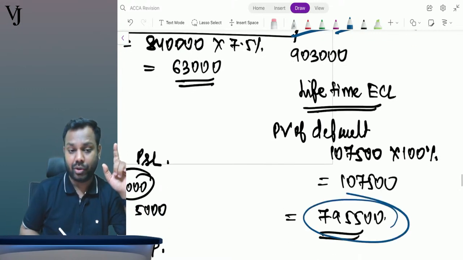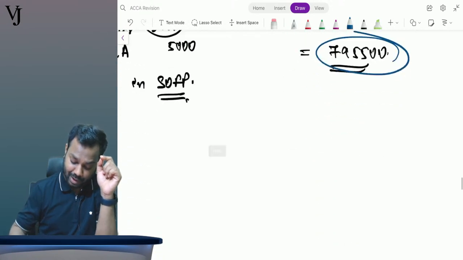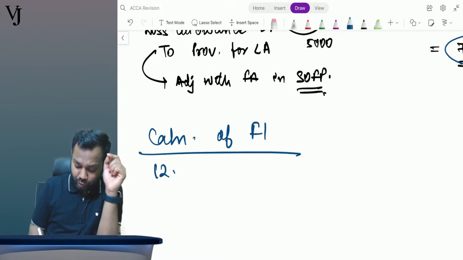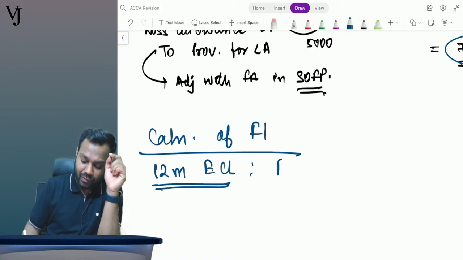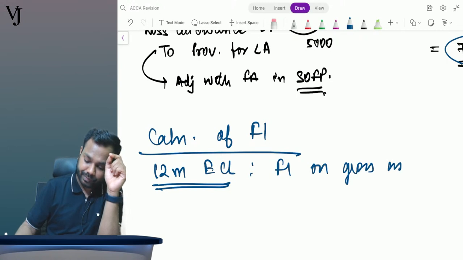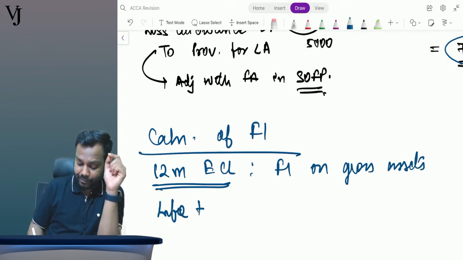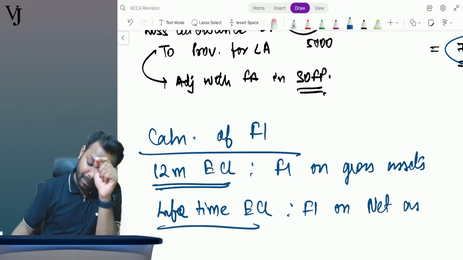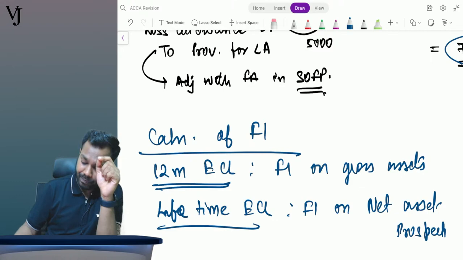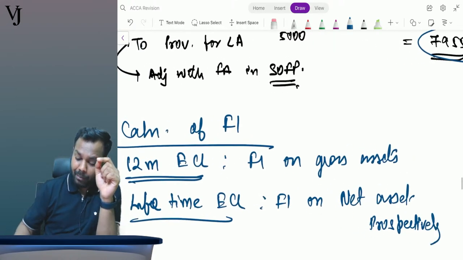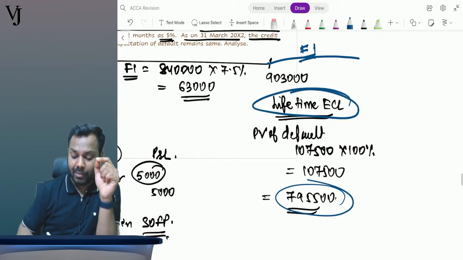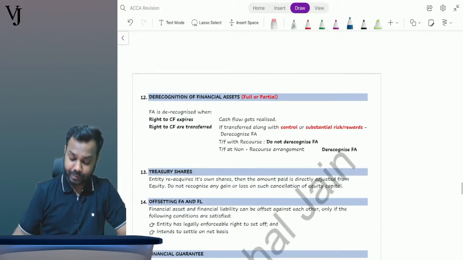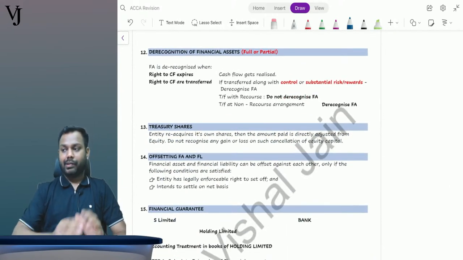Now, subsequently, if I have to calculate finance income, I will calculate on 795,500. Now understand what the standard says on calculation of finance income. If it was 12-month ECL, I will calculate finance income on gross assets. If it is lifetime ECL, I will calculate finance income on net assets, but prospectively, not retrospectively, meaning if I have calculated lifetime ECL here, then going forward I will calculate finance income on a net basis. I hope that is clear to all of you. Come on guys, tell me.